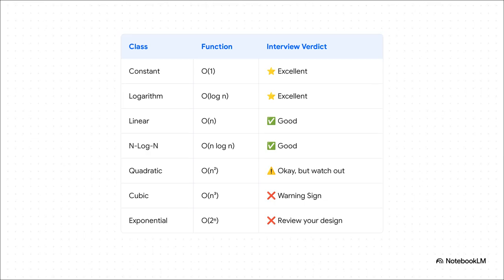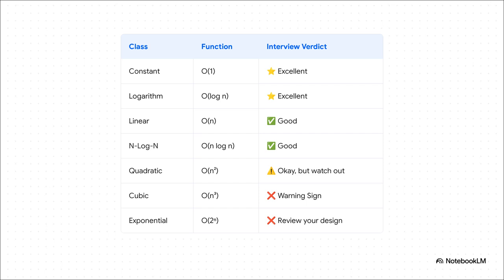Okay, let's walk down this ladder, because this is what it all comes down to in an interview. At the top, you have O of 1, or constant time. This is the holy grail. Your code takes the same amount of time no matter how big the input is. O of log n is also amazing. Think about finding a word in a perfectly balanced dictionary. Then you have O of n and O of n log n. These are your bread and butter, good, solid, acceptable solutions for a lot of problems.